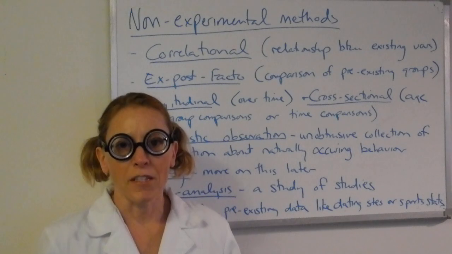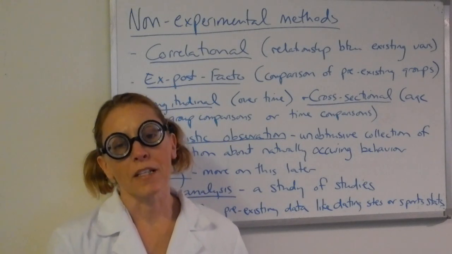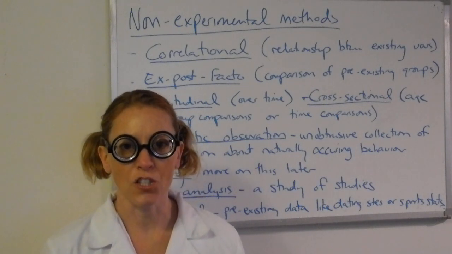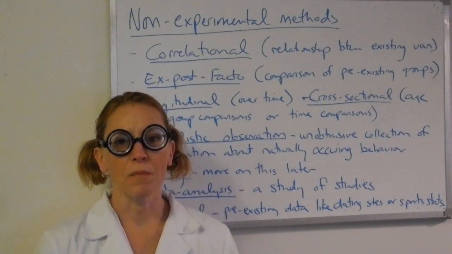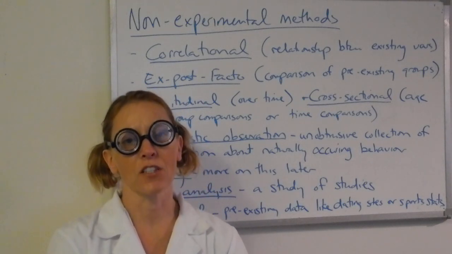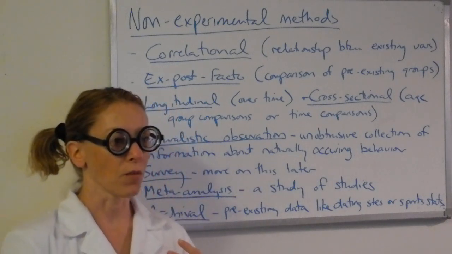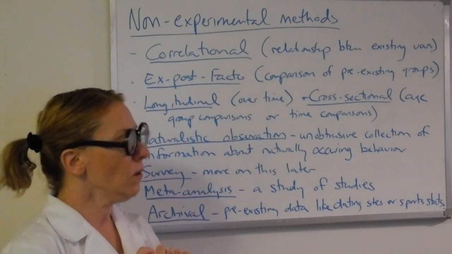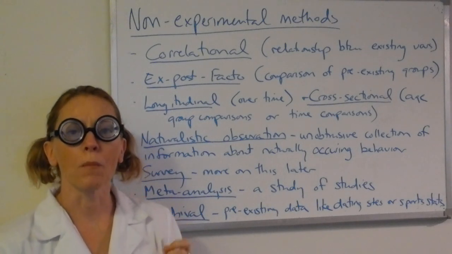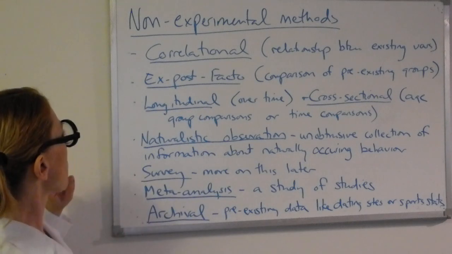So non-experimental methods, the purpose of them is to describe phenomena compared to experiments, which are intended to identify cause-effect relationships. The cause-effect relationships help us explain, well, why did this variable change? Well, because this one made it change. And so as opposed to just describing, it actually explains, which is very, very helpful. Okay, so here are the types of non-experimental methods that are most commonly used by psychologists. This is not all, but these are the most common.